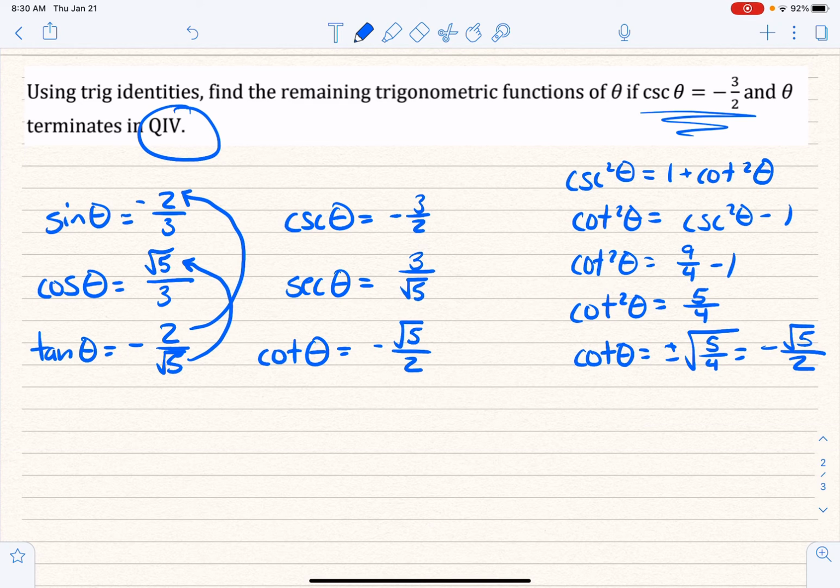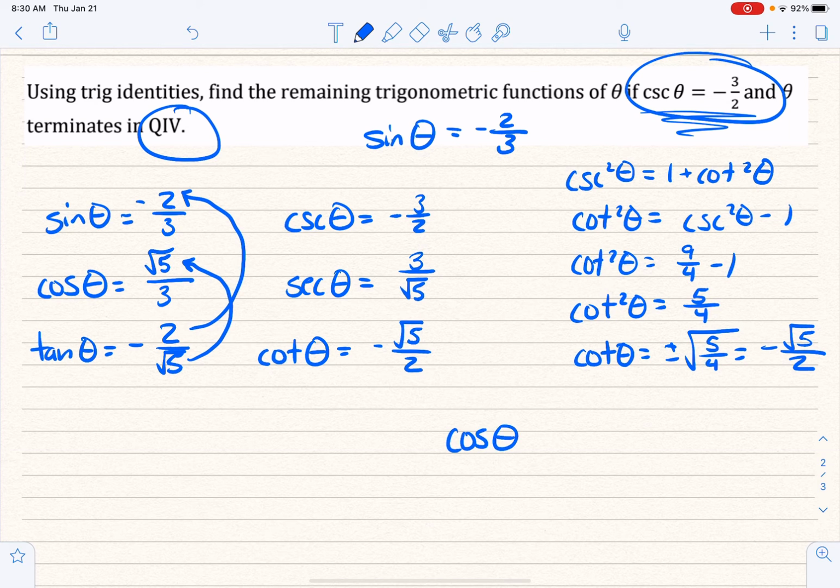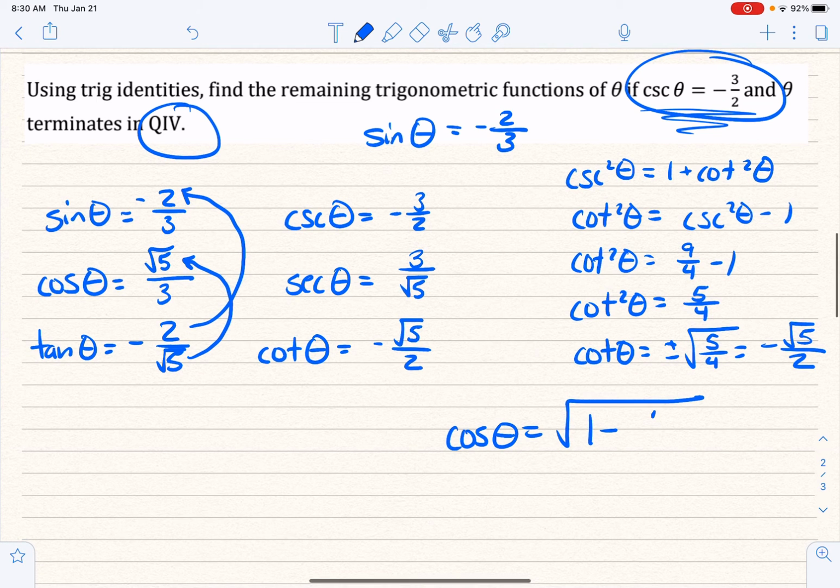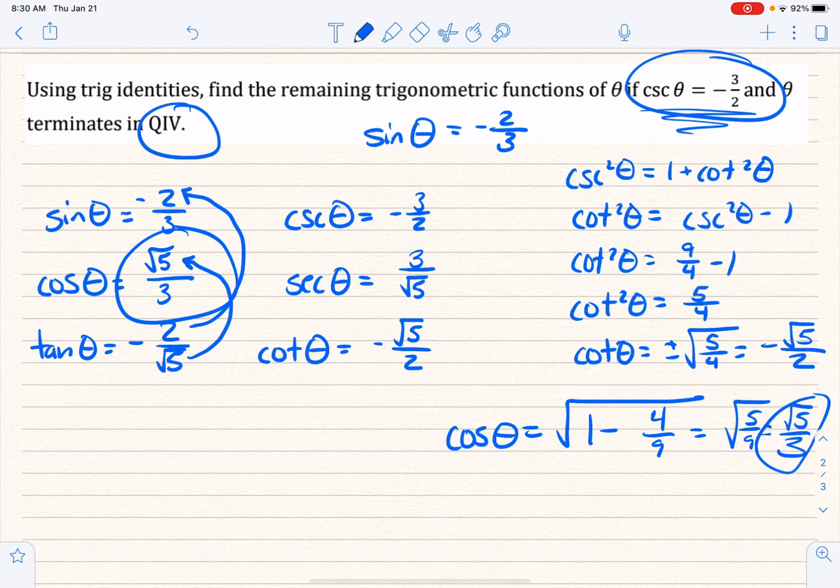Now, maybe from the very beginning, what you did is you converted this and said, well, then I know that sine theta is negative 2/3. You would still get all of these same answers, okay? Because you would then say, well, I know that cosine theta is equal to the square root of 1 minus, and you square that, and you would get 4/9. And so that would give you the square root of 5/9, which is the square root of 5 over 3. And that's what we have right here, okay? So either way you go, you would get the same answers.